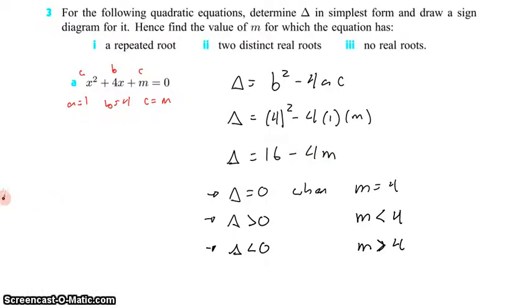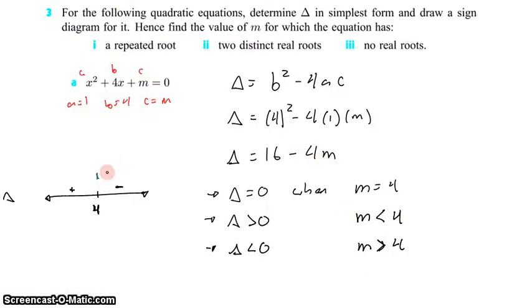So the sign diagram for the discriminant is just going to look like this. It's centered around the number 4. When m is greater than 4, the discriminant is negative. And when m is less than 4, the discriminant is positive.